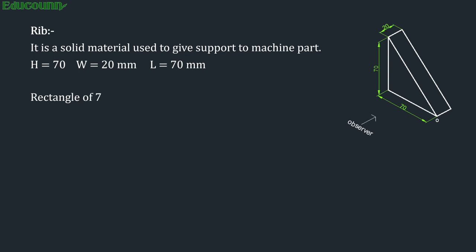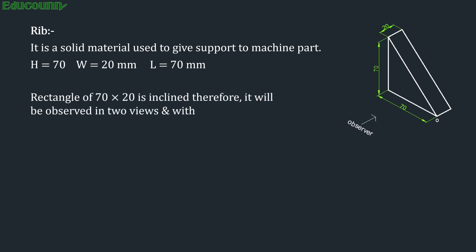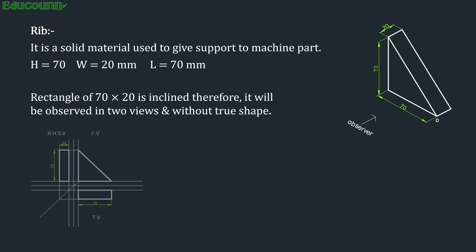Now, the rectangle of 70 by 20, which is the inclined plane, will be observed in 2 views without a true shape. Why is this so? Because that plane is inclined. It is seen in the right hand side view. You can see the plane, which is a slant plane of 20 by 70. The rectangle will appear as a reduced shape in 2 views. Since the plane is inclined, we are not going to see the true shape. Only the true shape will be obtained in the front view, that is the triangular shape seen in the position of the observer. You can see the solution.